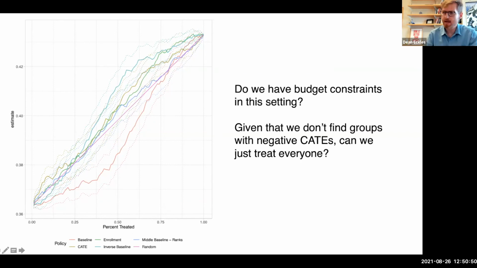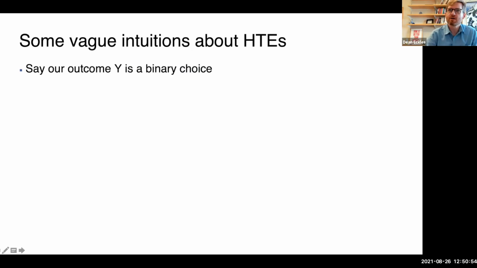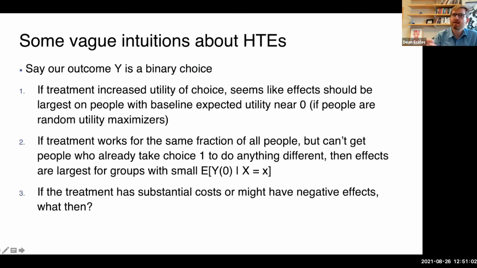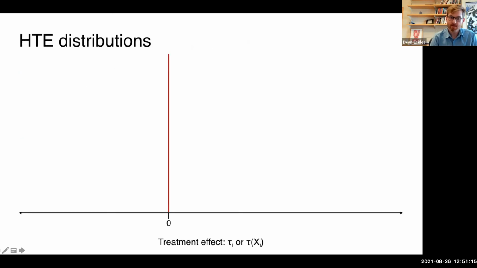So I just wanted to wrap up by saying some things about vague intuitions about heterogeneous treatment effects. So why would they have different distributions? Say our outcome Y is a binary choice, okay? If treatment increases the utility of taking that choice, or the expected utility you get from making that choice, then it seems like effects should be largest for people who have a baseline expected utility near zero, if people are rational utility maximizers. So maybe the baseline utilities are distributed like this, and here's zero. Then the biggest effects are going to be for these people who are near zero, and maybe we get a smooth distribution of treatment effects, and there shouldn't really be any treatment effects that are negative, right? So that's one theory of heterogeneous treatment effects.